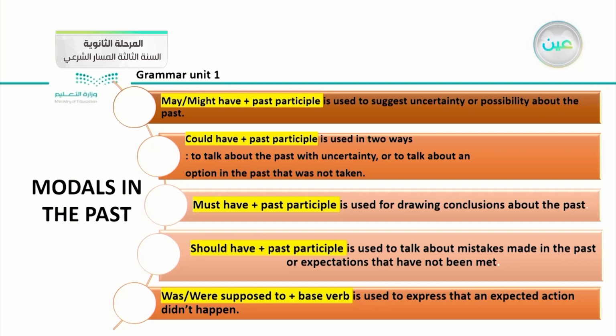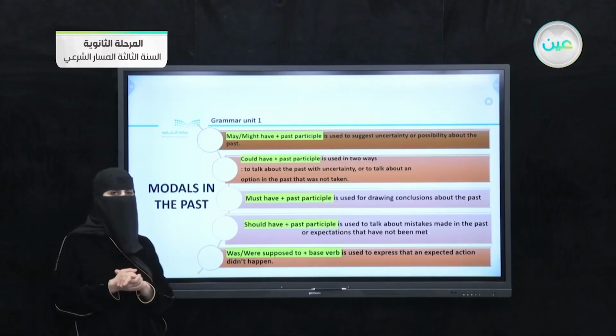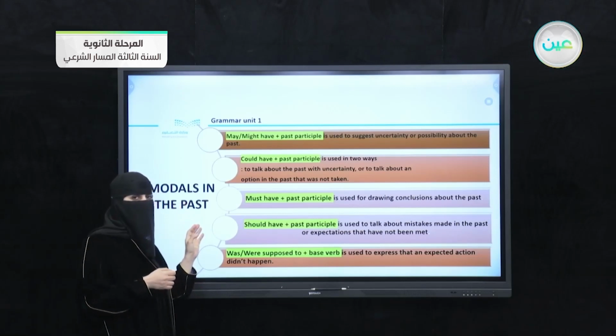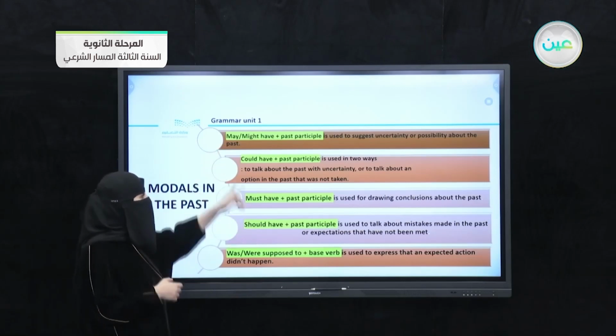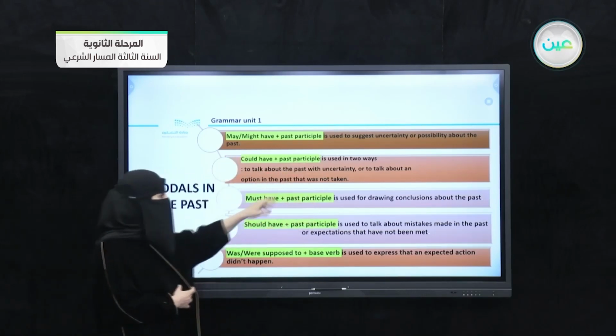So we can use was supposed to, or we can use were supposed to with the plural. And the verb is the base. That is the conclusion or summary for our grammar in Unit 1: how we apply modals in the past, how many kinds, the structure for every one, and the purpose or usage for each one of them.